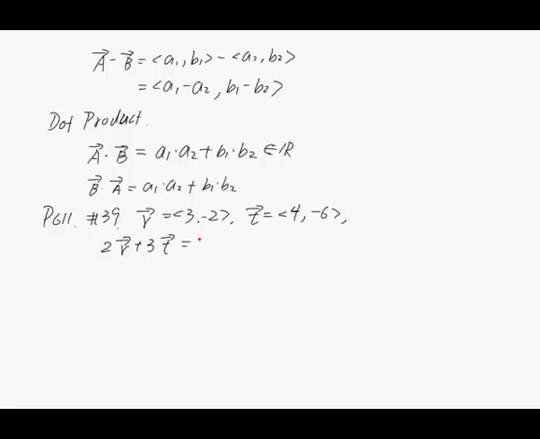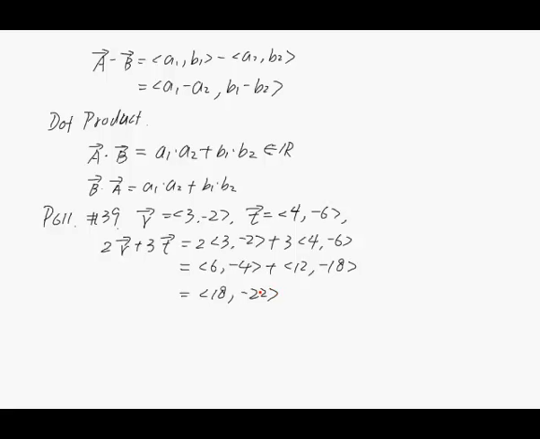So this is equal to 2 times vector 3, negative 2 and 3 plus 3 times vector 4, negative 6. So let's first do the scalar multiplication. So this is equal to 6 and negative 4. And this is equal to 12 and negative 18. Then we add these two vectors. We have 6 plus 12, 18, negative 4 plus negative 18. Then you get negative 22.